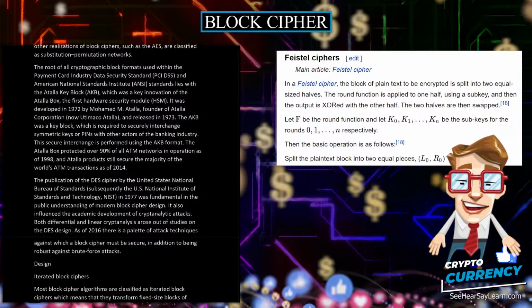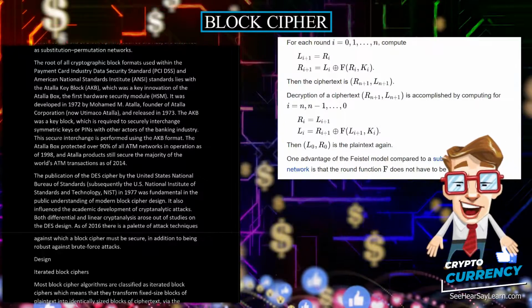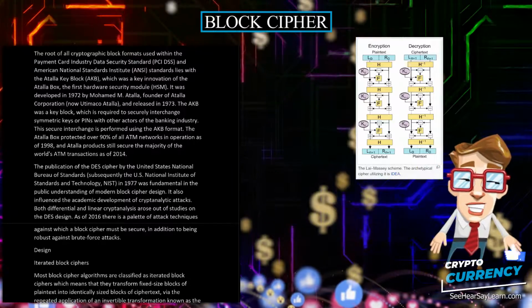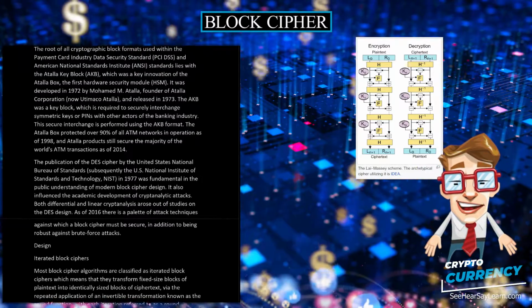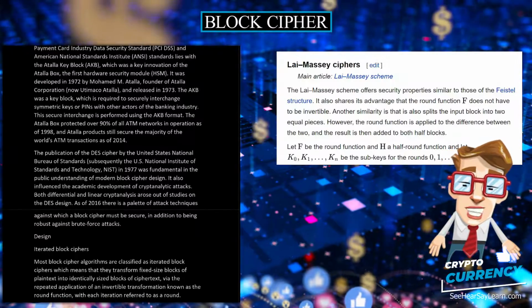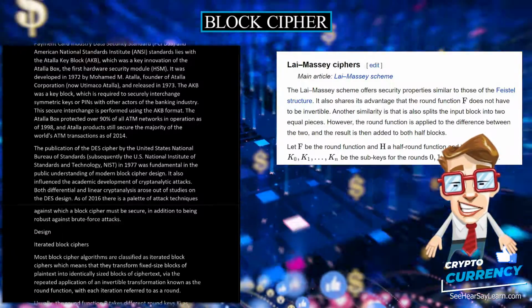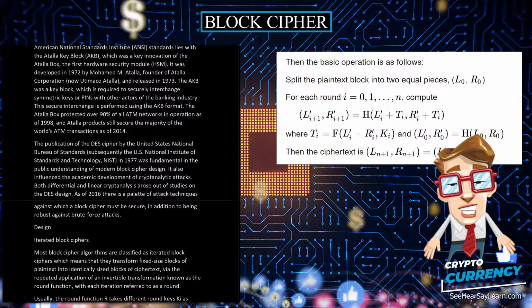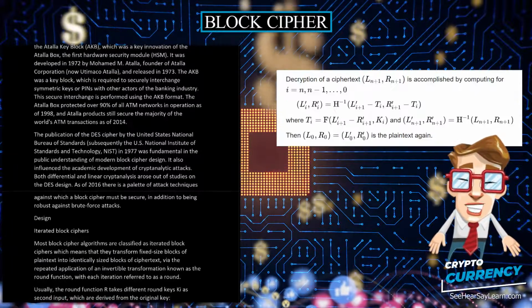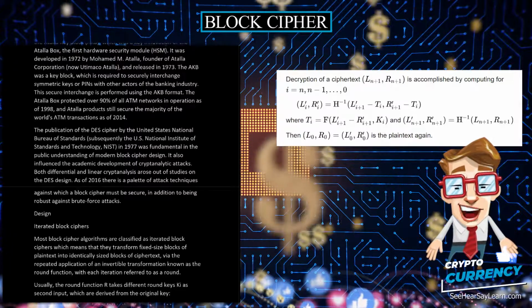The AKB was a key block, which is required to securely interchange symmetric keys or PINs with other actors of the banking industry. This secure interchange is performed using the AKB format. The Atalla Box protected over 90% of all ATM networks in operation as of 1998, and Atalla products still secure the majority of the world's ATM transactions as of 2014.